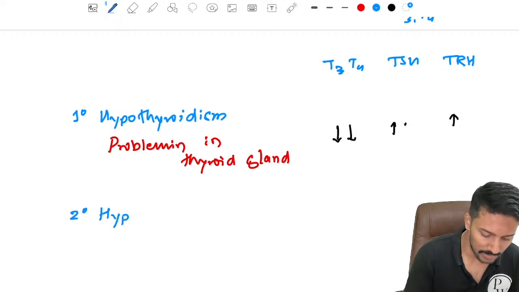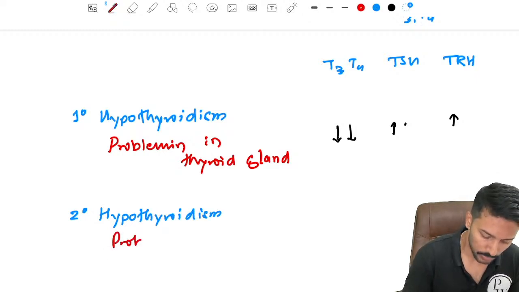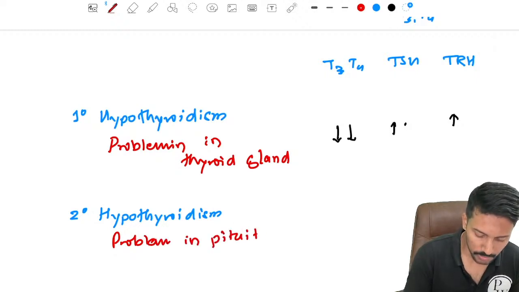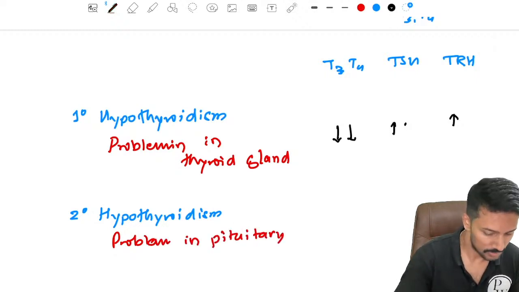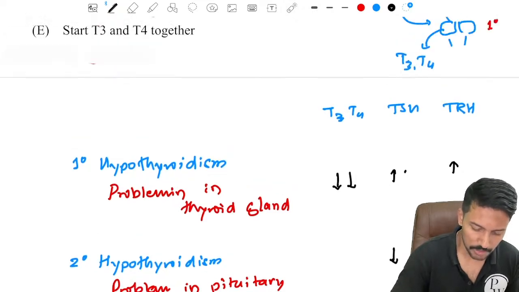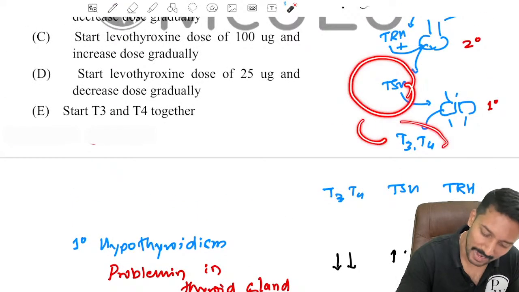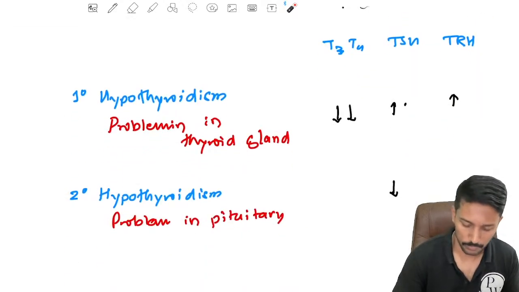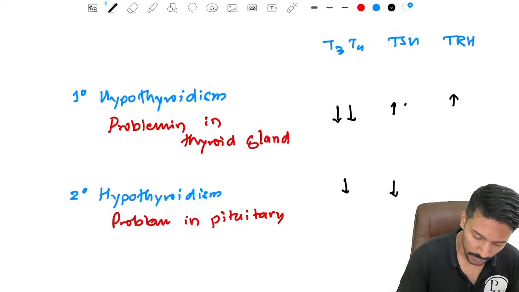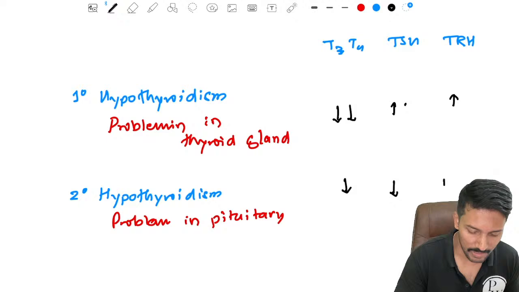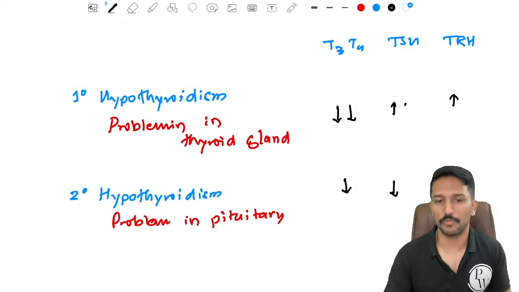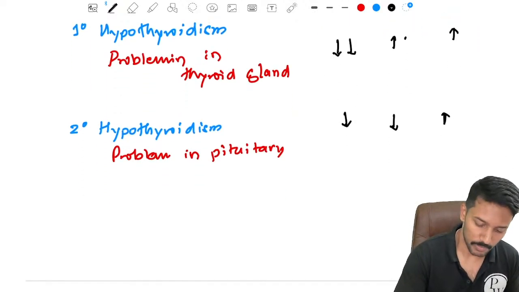Now if it is secondary hypothyroidism, the problem is in the pituitary gland. So the pituitary does not produce sufficient TSH. TSH is low, so sufficient TSH is not coming to the gland and it is not producing sufficient T3, T4. So T3, T4 will be low, TSH will be low, but the TRH will be high because there is no problem with the hypothalamus here.